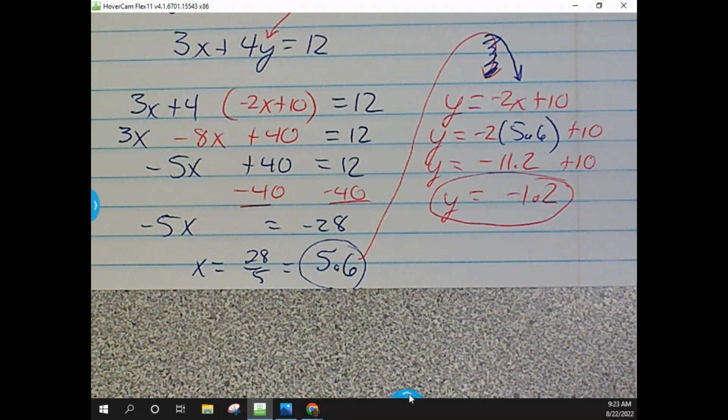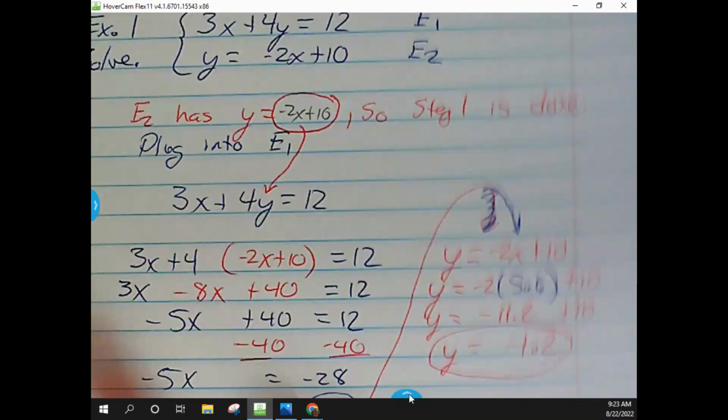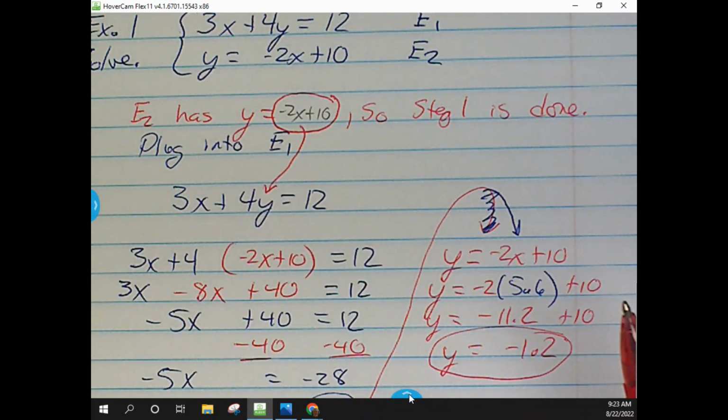Okay. And again, to me, this is not the best option. But in that case, if you already have one that already has y equals or x equals, it usually goes pretty quick, just because it's set up to kind of do that when you get through this.